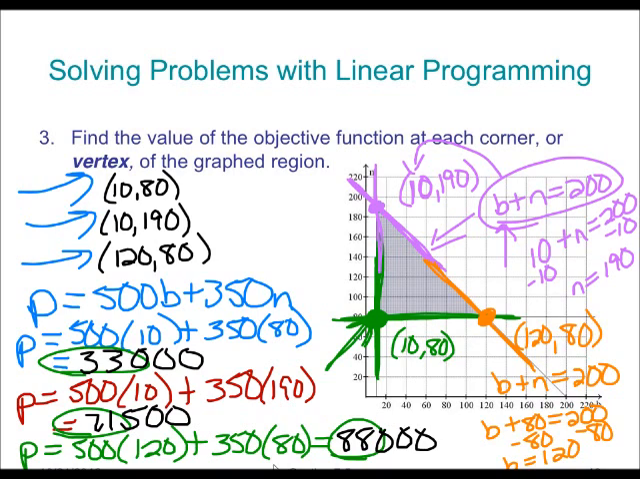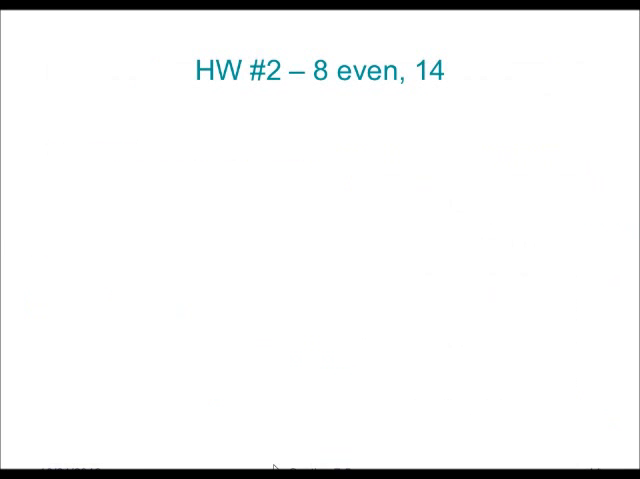Okay, first point we had 33,000, second point we had 71,500, and the third point we had 88,000. So with linear programming, we either want to find the maximum or the minimum. And if you look at the 33,000, the 71,000, the 88,000, 88,000 is the biggest number. So the answer would be 88,000. And I'm going to put that on a new slide so we can actually see what we're doing. So our profit would be 88,000.